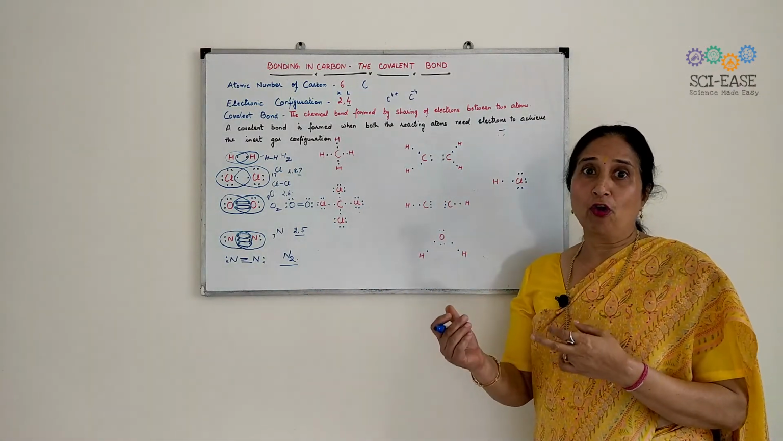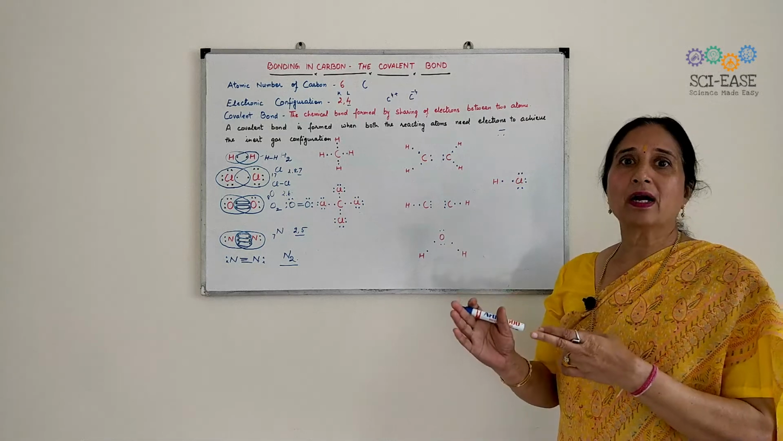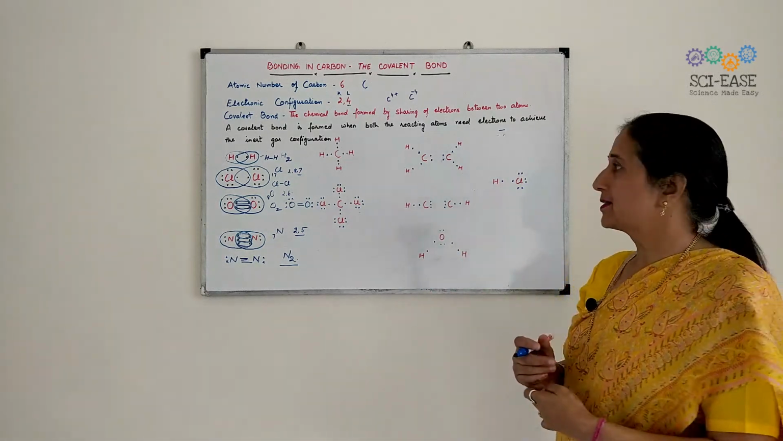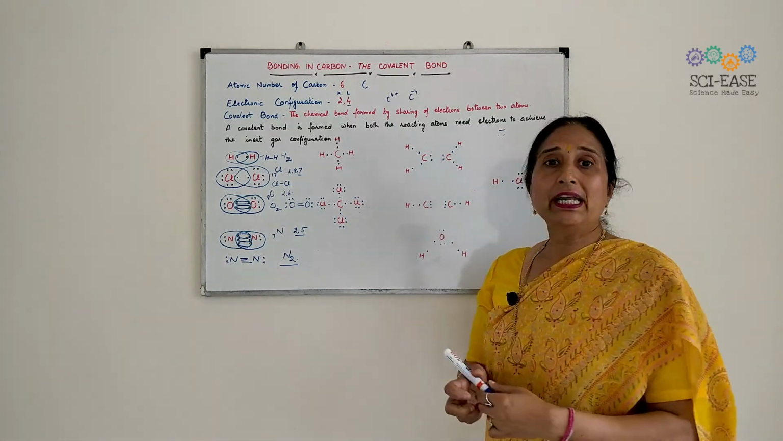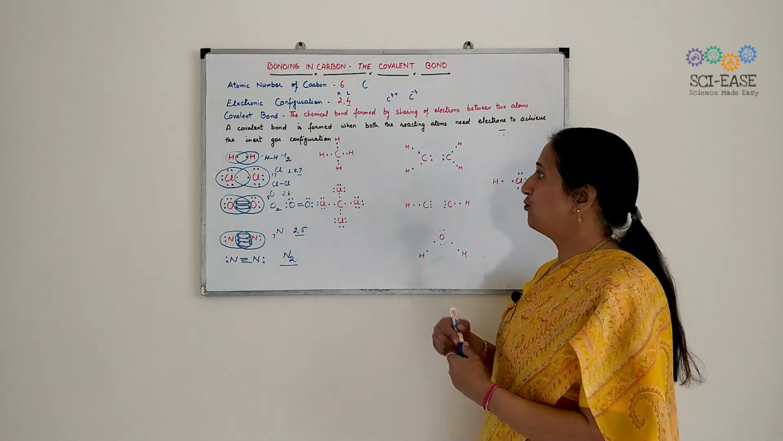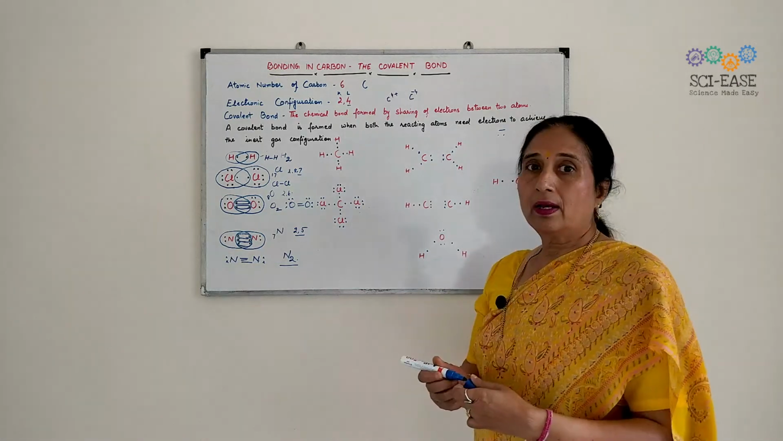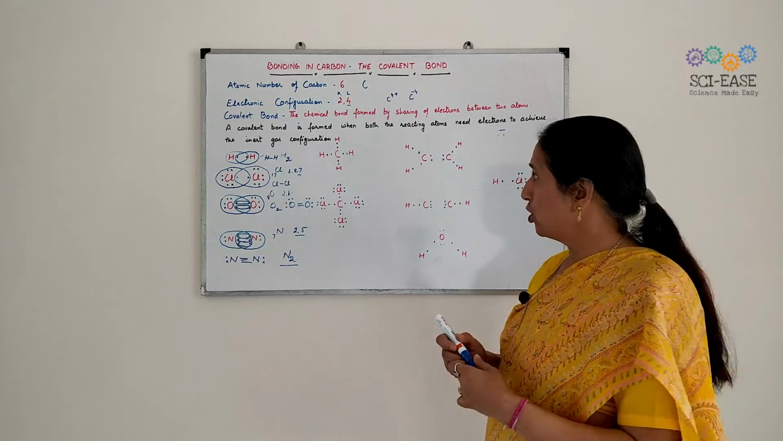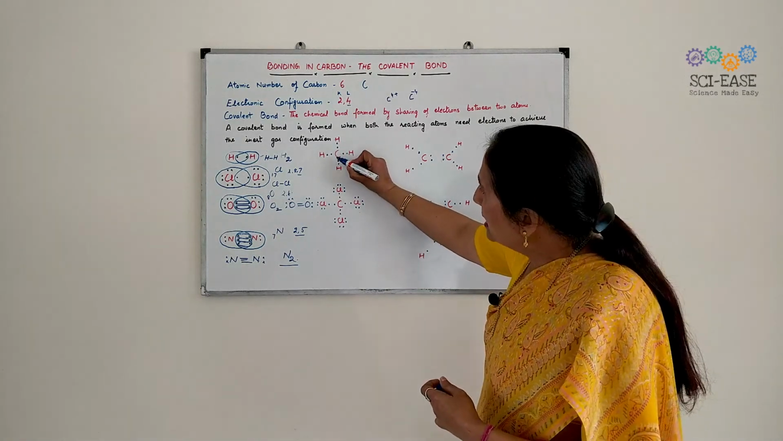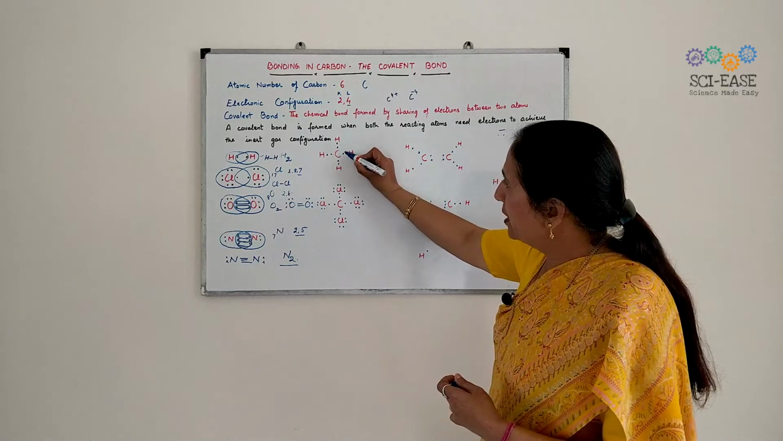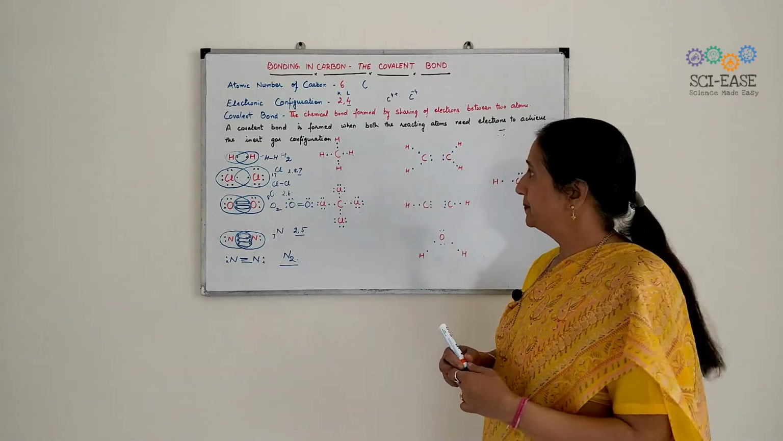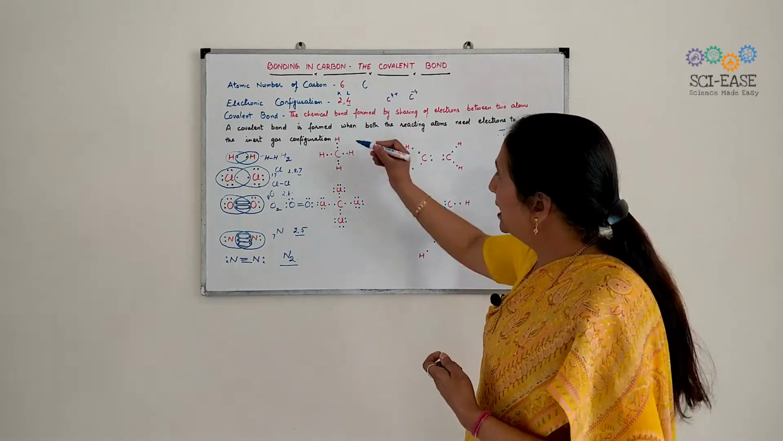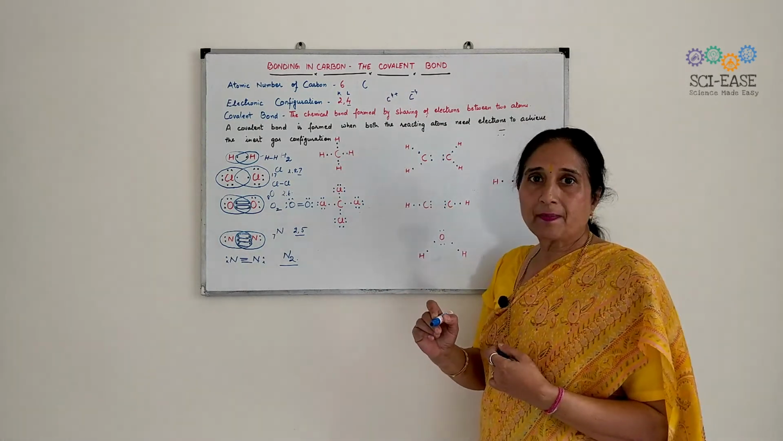Now come to the case of carbon. Carbon can form 4 bonds around it. That is why we say that carbon is tetravalent. So we will take the case of methane, CH4. I have told you that carbon has 4 valence electrons. I will represent this by black crosses, 4 electrons around carbon. And hydrogen has only 1 electron, which I have represented by a blue cross.